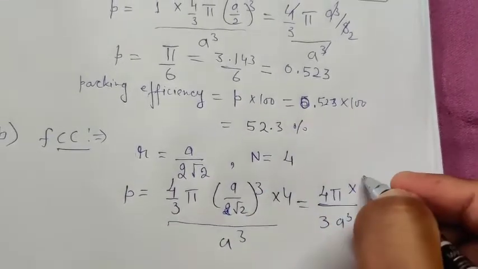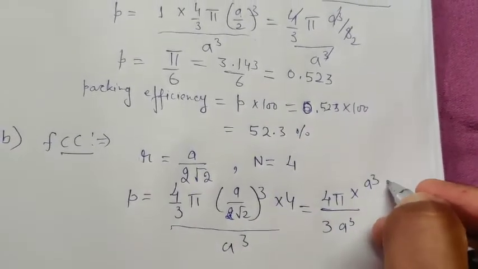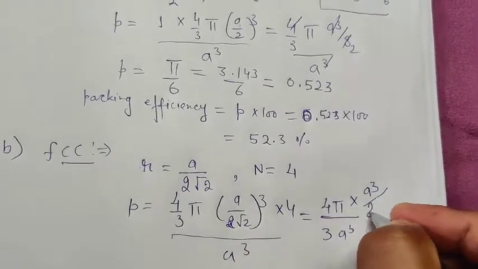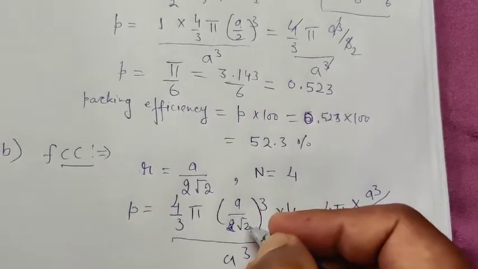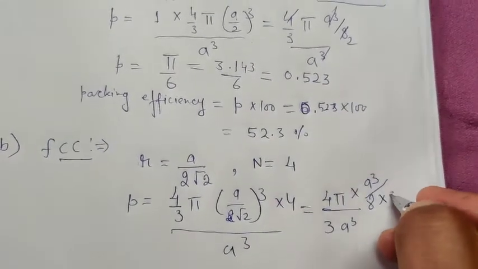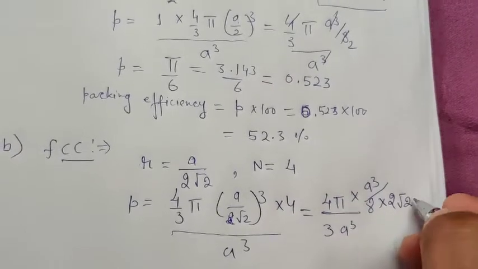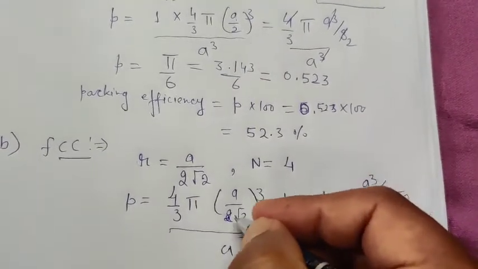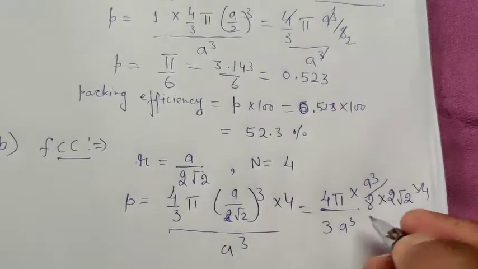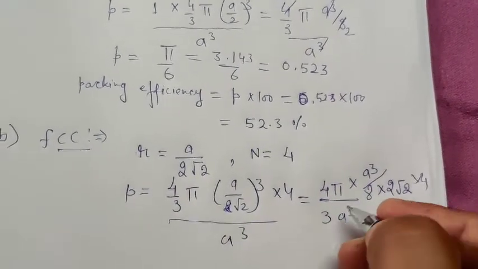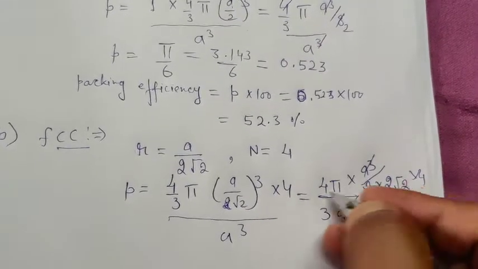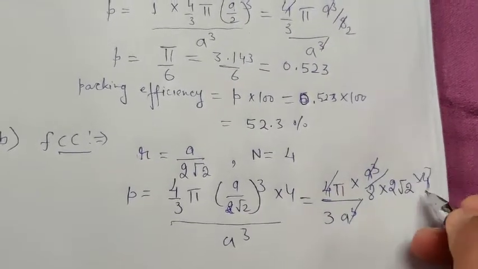So if you take the cube root, this will be a cube divided by the cube of 2, which is 8. If you take the cube root of 2, this will be 2 under root 2. If you take the cube of this, it will be under root 2 into 4. So if you calculate, a cube will be cancelled. This will be 16, this will be 16, so these will be cancelled out.